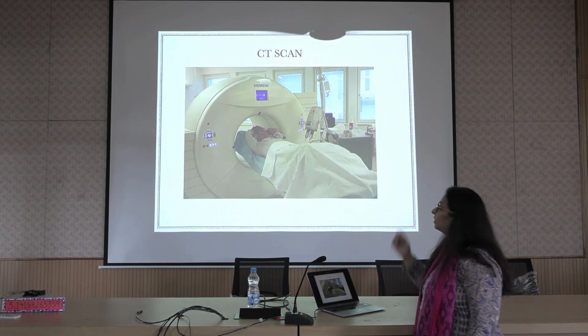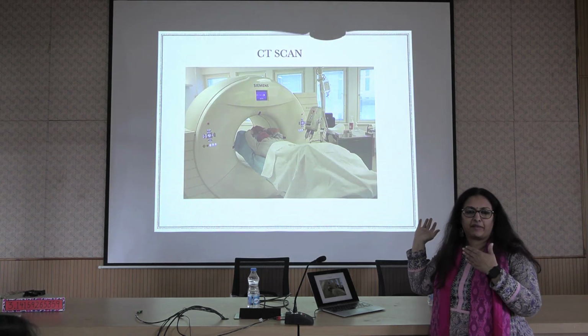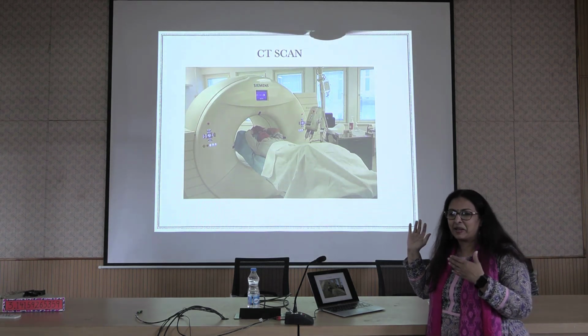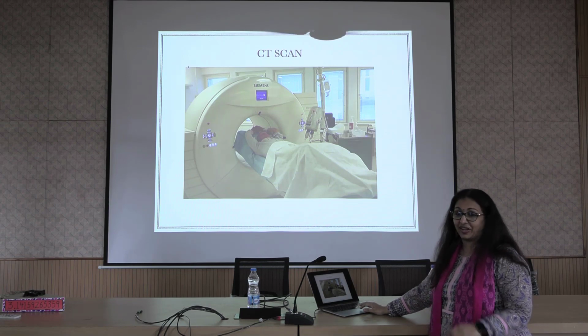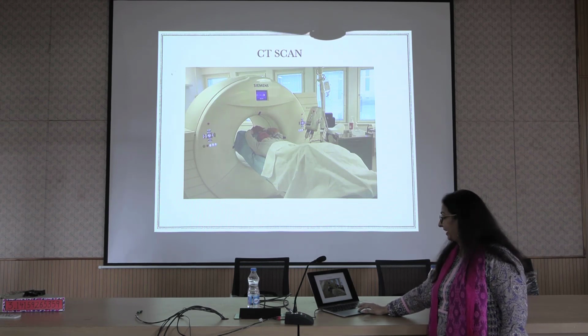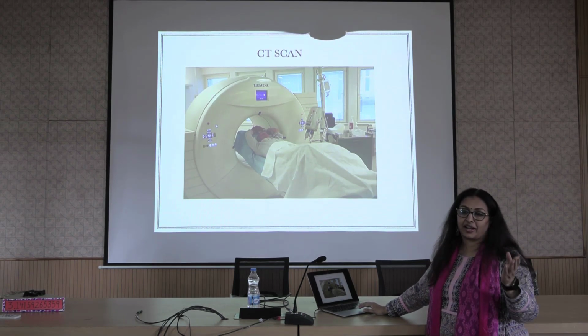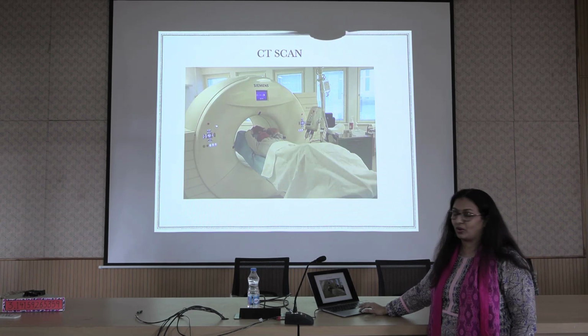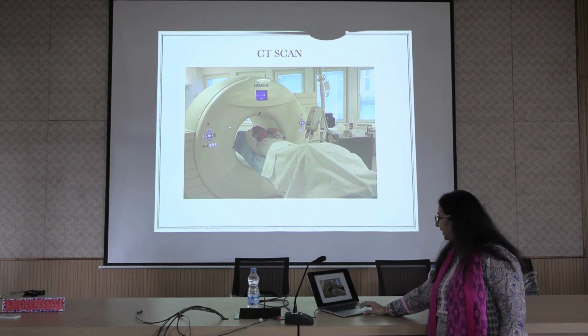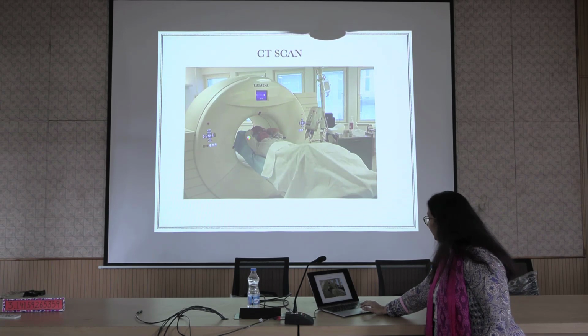So just in case, I hope none of you have experienced this. I got an MRI done for my spine. It's not a very good experience, but hopefully this will work.